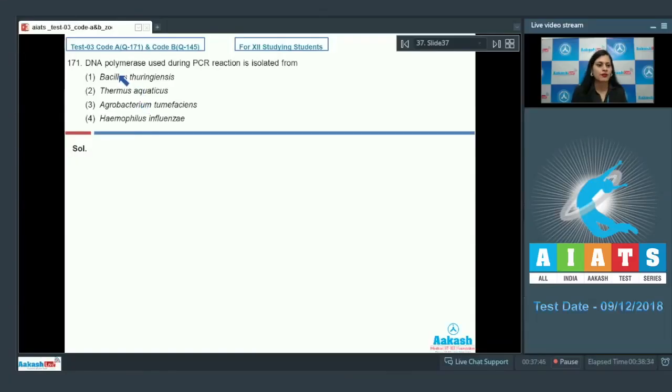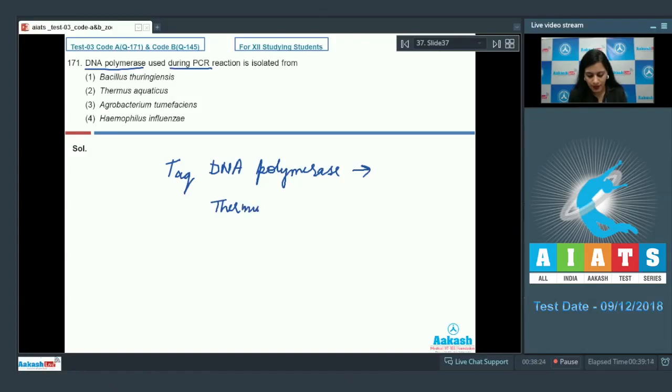Question number 171. DNA polymerase used during PCR reaction is isolated from. And we all know that the DNA polymerase which is used in PCR reaction is Taq DNA polymerase. It's a thermostable enzyme and it is isolated from Thermus aquaticus. This DNA polymerase can survive high temperatures. So the correct answer for this question is option number 2, that is Thermus aquaticus.